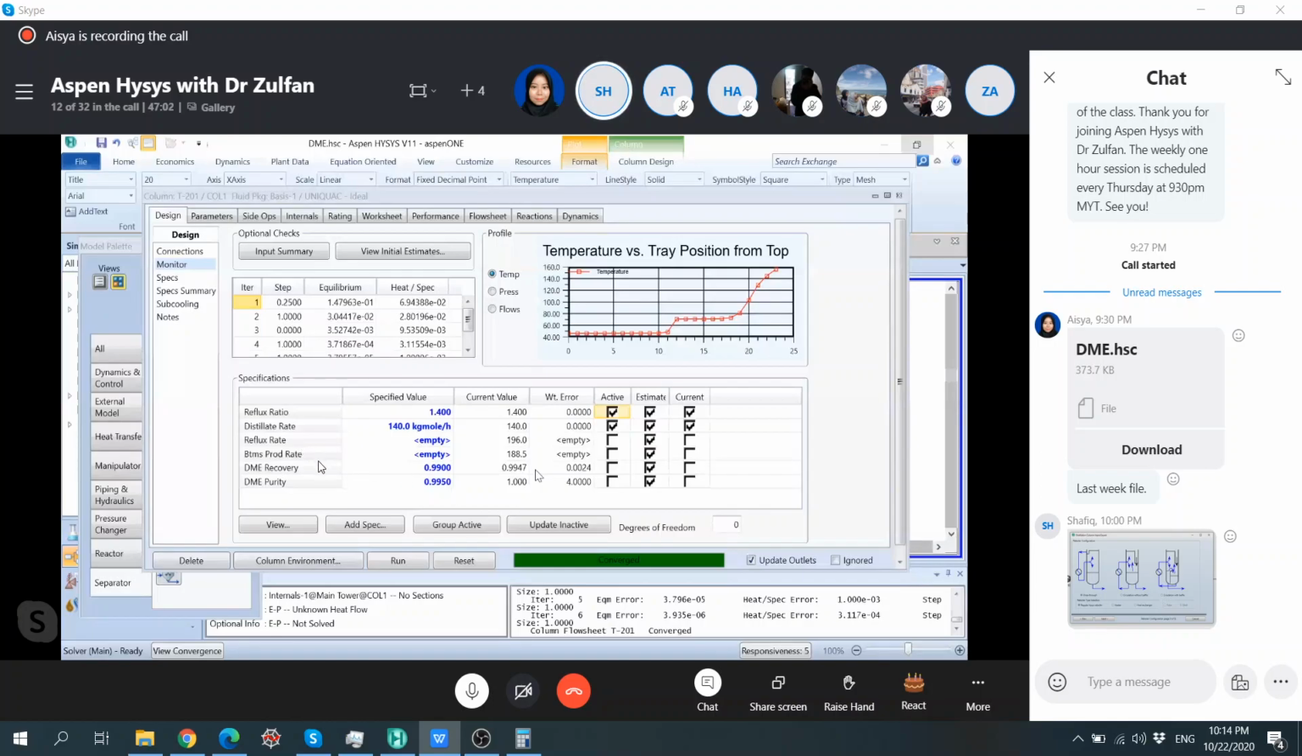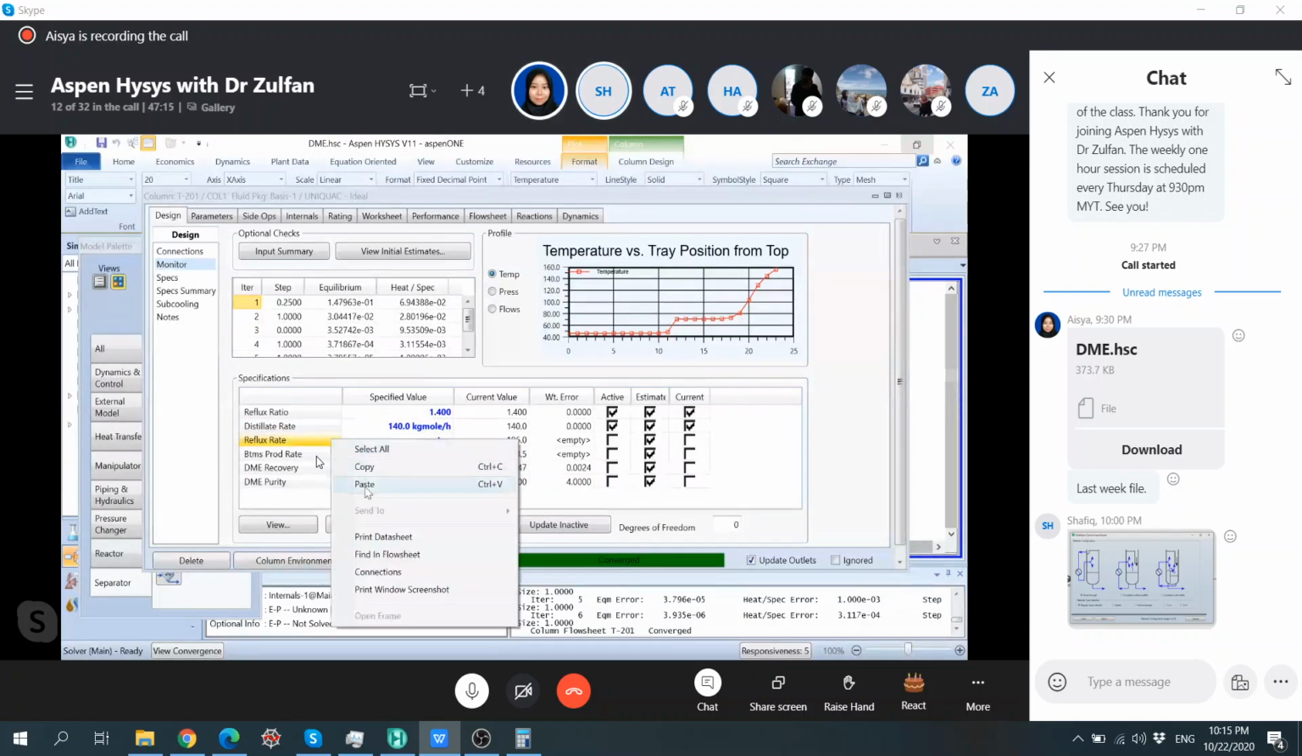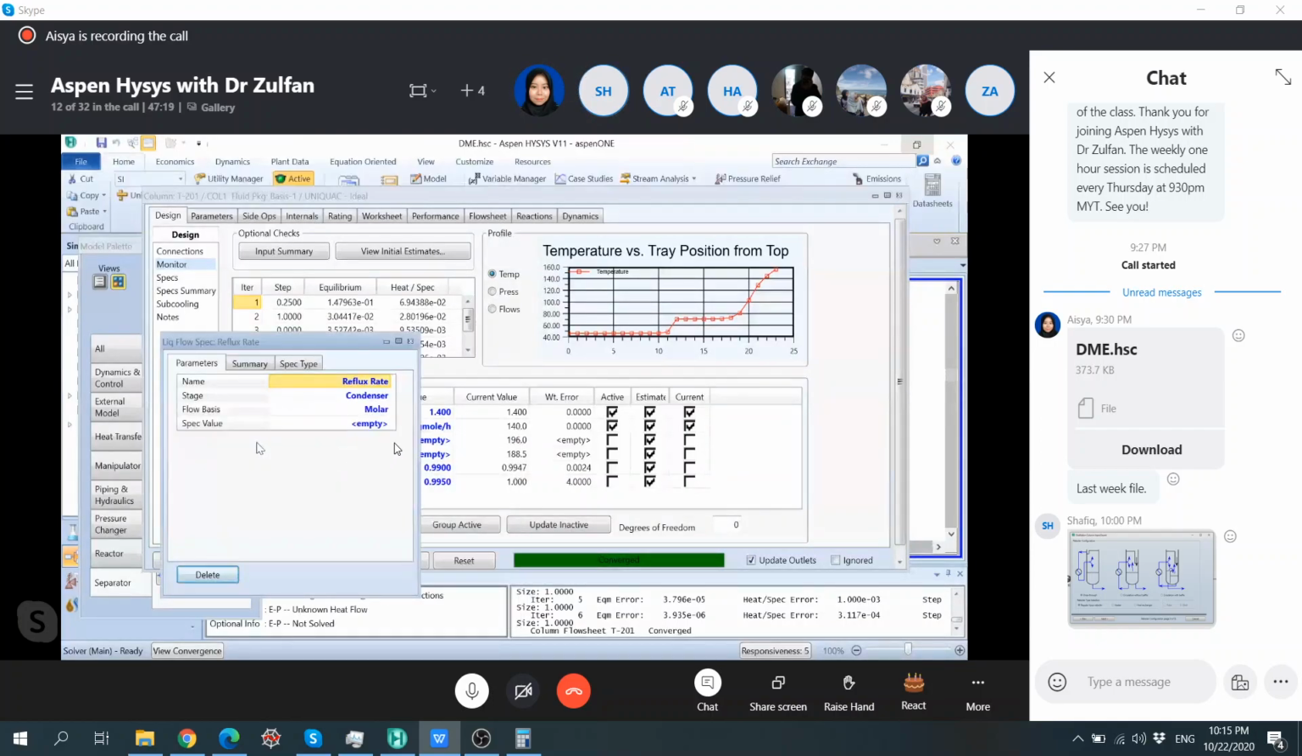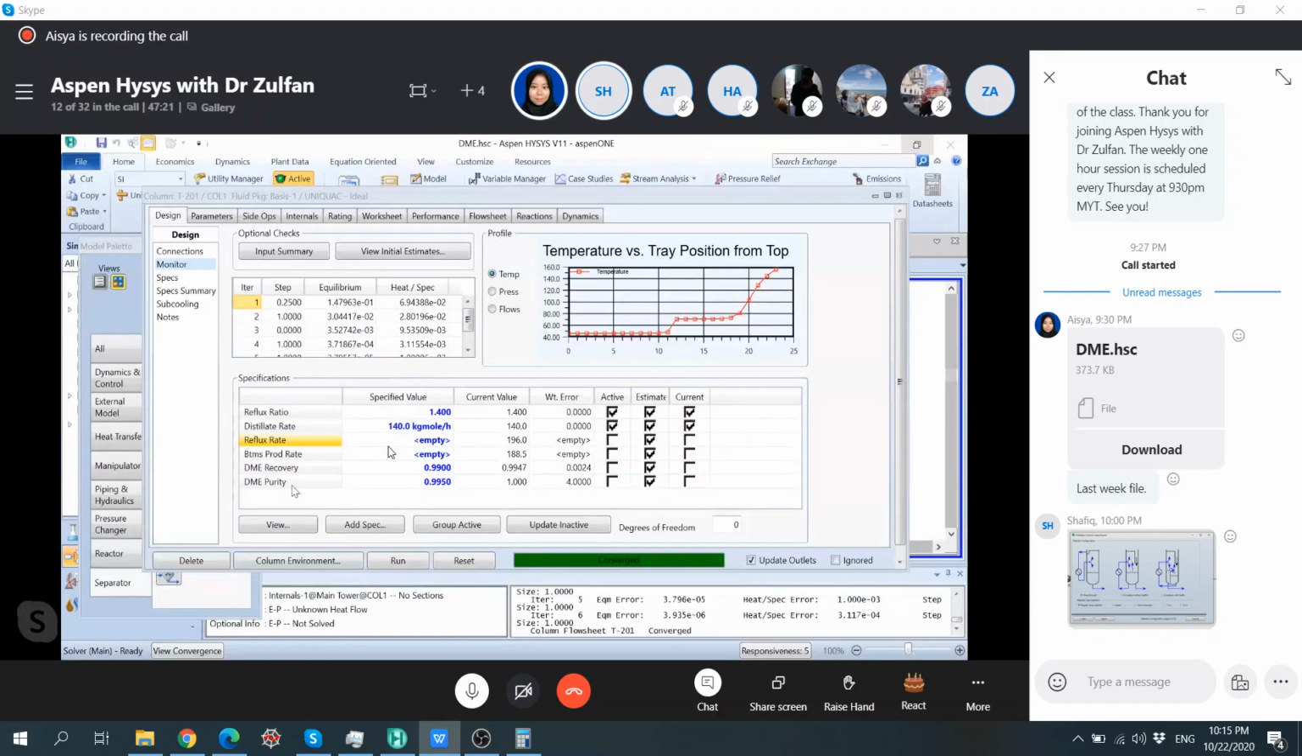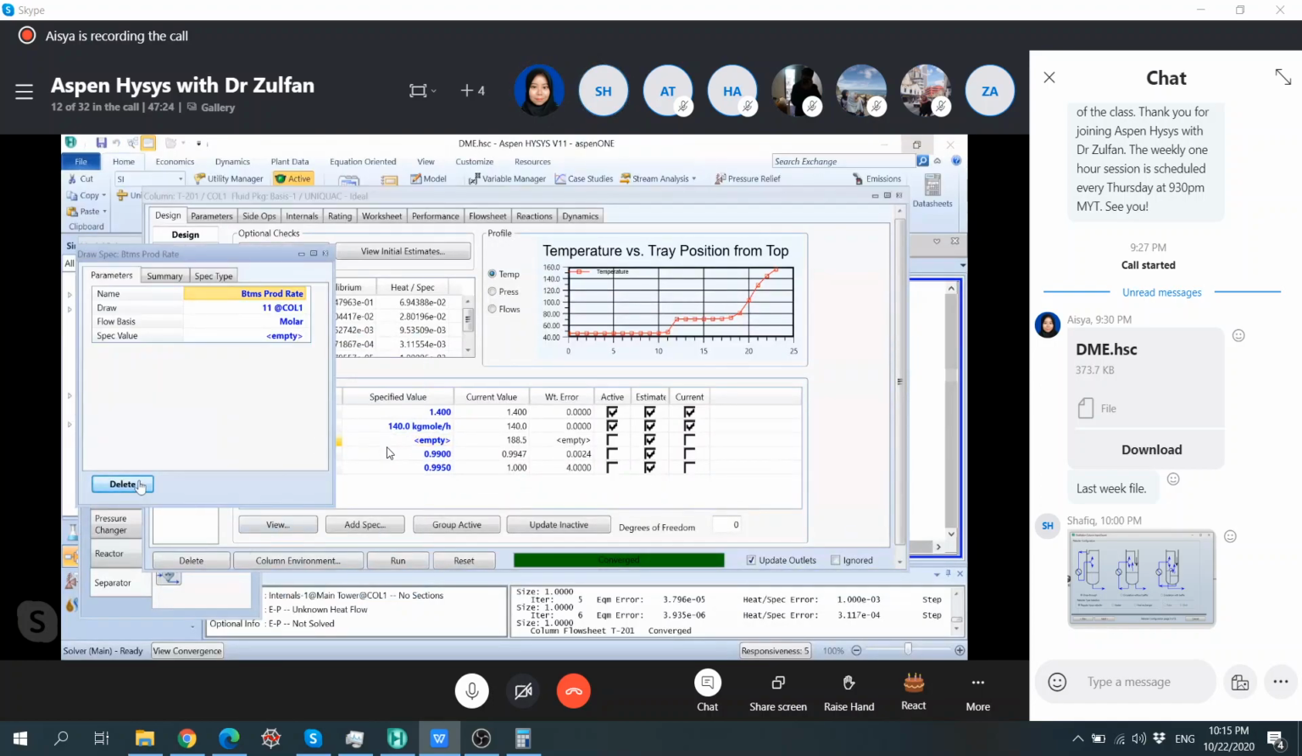I want you to add also this reflux rate and bottoms product rate. I think we can delete them. Right click on that. If you can right click, nothing. No. If you double click on that reflux rate, and then the bottom rate as well, delete.